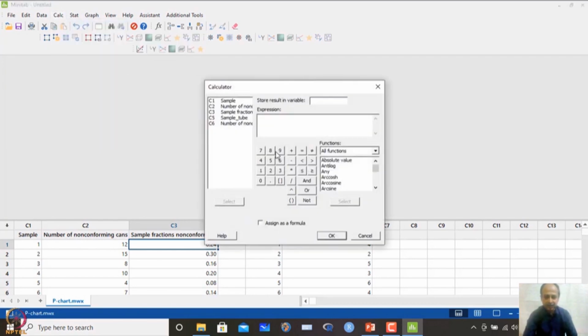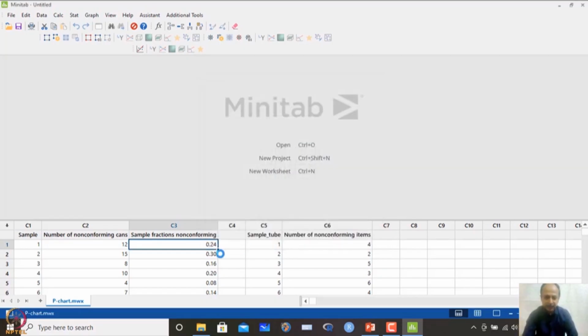If we want to calculate this, we store results in, say, C3, and what I can do is write C2 divided by 50. That is the expression I want to use here, and if you click OK, these values will automatically be filled in, and you will get all these observations that you see here. Okay.